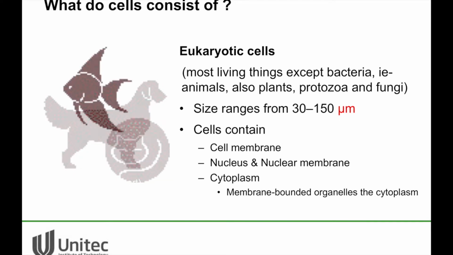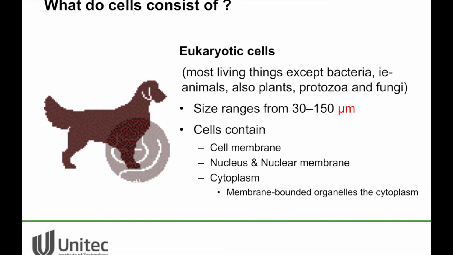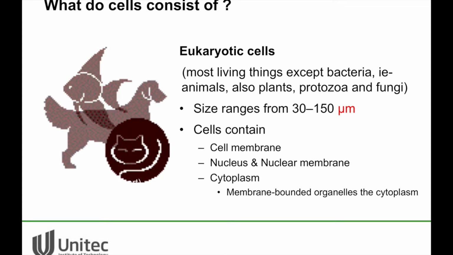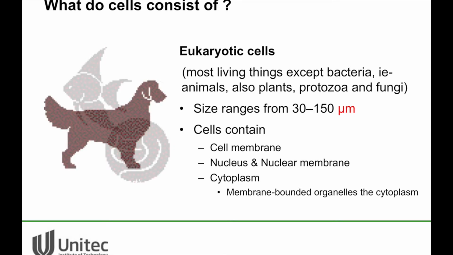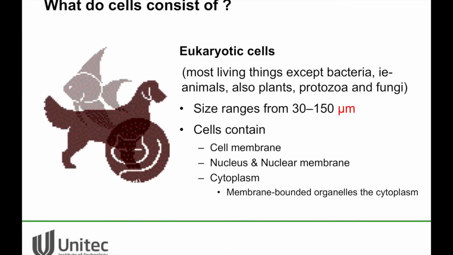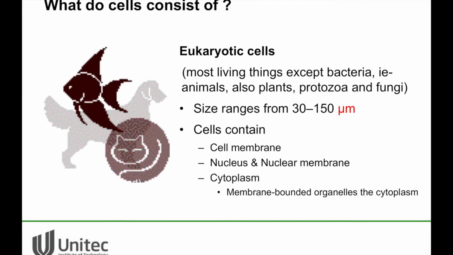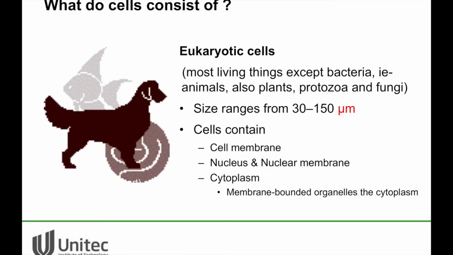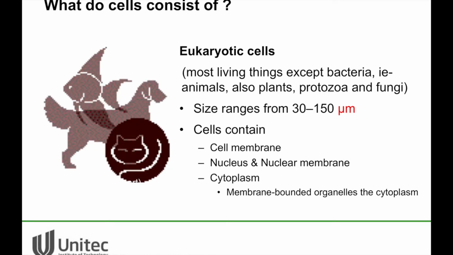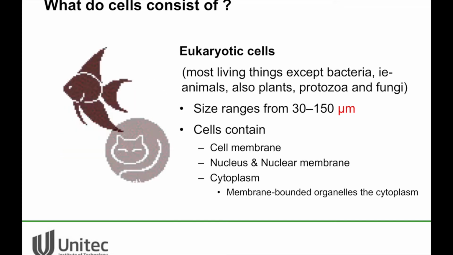Eukaryotic cells, which are most living things except bacteria, such as our companion animals and also plants, protozoa, which are single-celled mostly, and fungi. Protozoa are single-celled animals, and fungi can also be either single or multi-celled. They're all eukaryotes, so they can be quite different cells. And the size of these cells ranges from 30 to 150 micrometers.